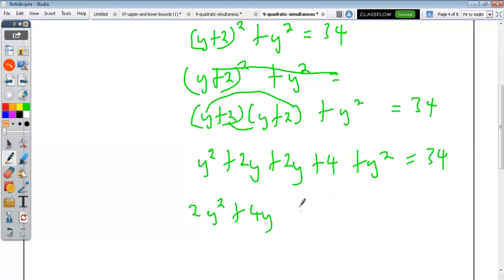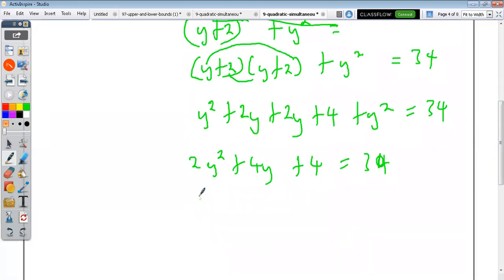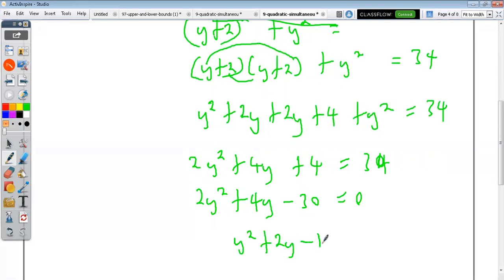I'm sure you're agreeing. Is equal to what? 34. Now bring the 34 to the other side. So it's 2y² + 4y. What's 4 minus 34? It's minus 30. It's equal to 0. Divide both sides by 2, since 2 can go into everything. y² + 2y − 15 is equal to 0.